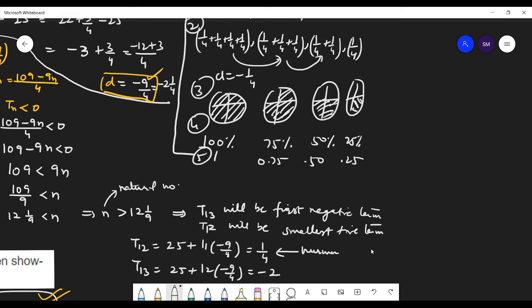So numerically smallest means mod of 1 by 4 and then mod of minus 2. So that's 1 by 4 and that's 2. So this is numerically smallest. Okay. So students, the numerically smallest term is T12 of this AP.